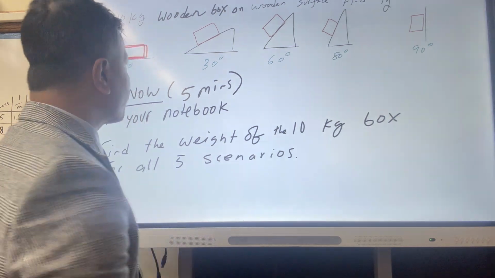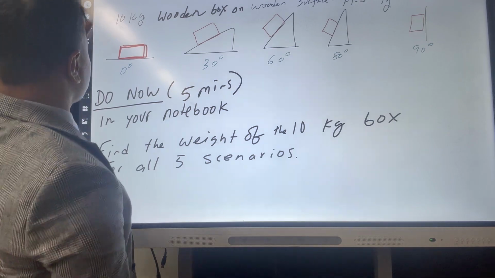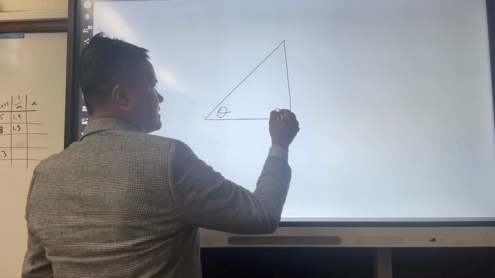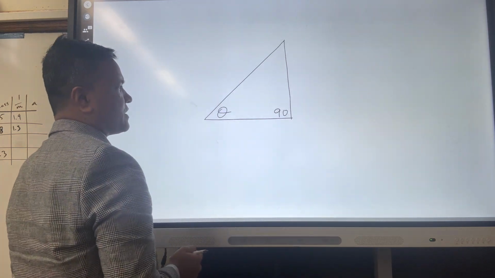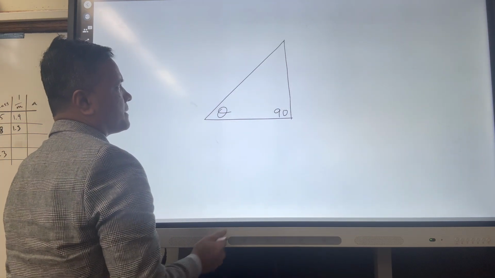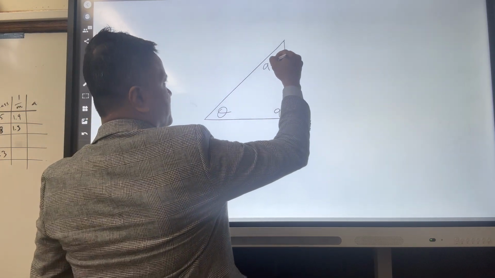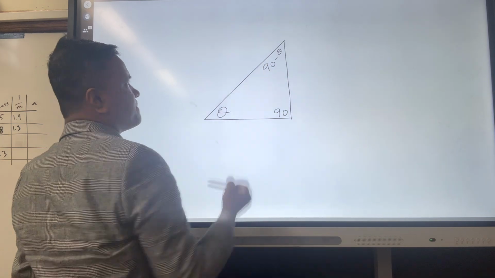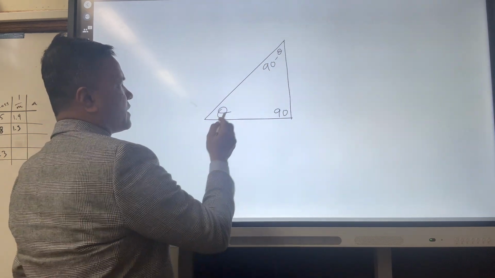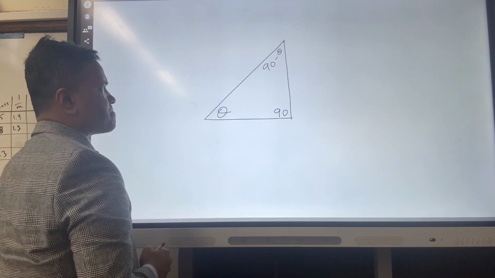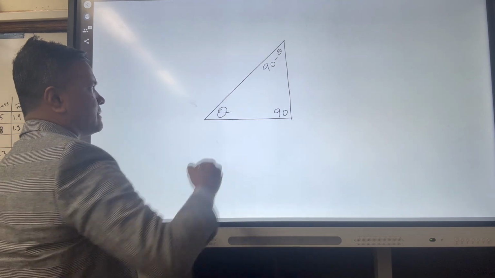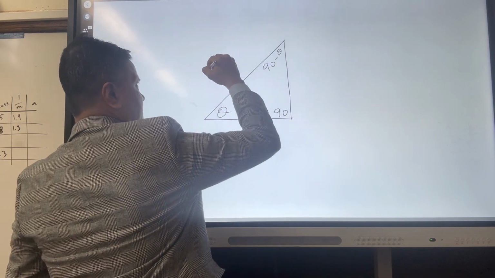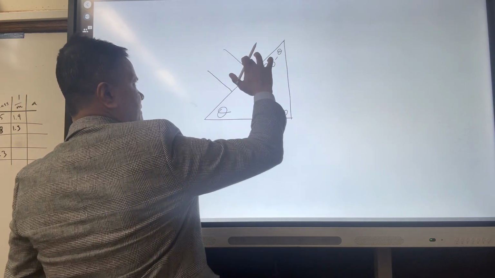Let's dive in. First, we're going to derive the equations for, let's call it 90-degree, because this is a right angle triangle. And let's call this 90 minus theta. If this is 30, this is going to be 60. If this is 45, this one is going to be also 45. Let's put a 10 kilogram object on this incline.